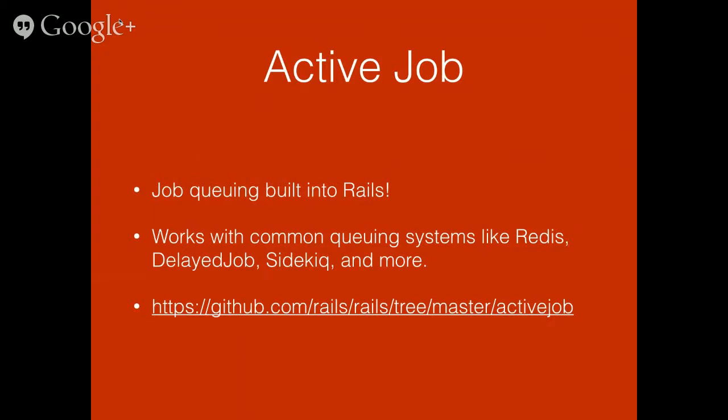So Active Job is a new part of Rails that actually sets up a job queue for you inside of Rails, and it works with all the different common queuing systems. Basically it's like Active Record, which will work with Postgres or MySQL. You just have to change some configuration settings. If you want to change your queue system, you can just hop in, change a few config files and you're good to go. So that's pretty impressive.